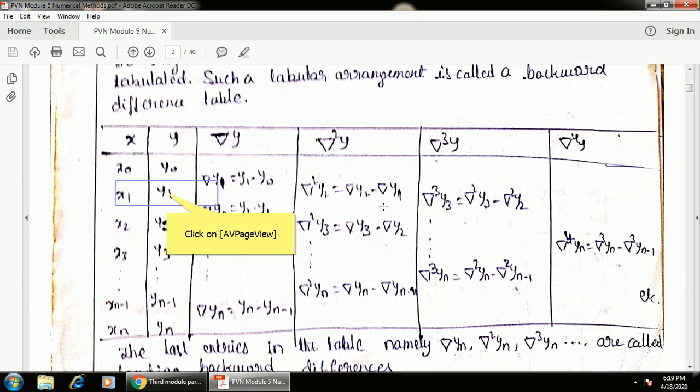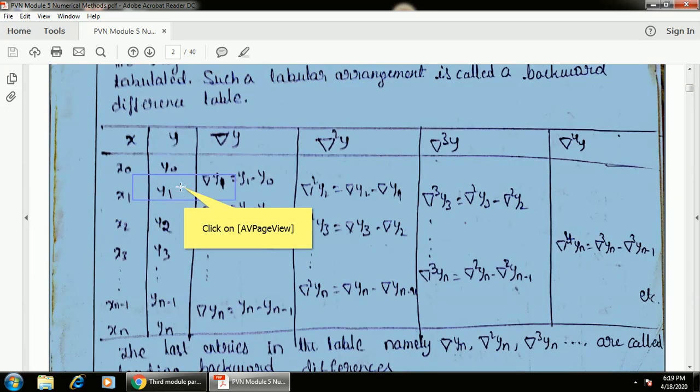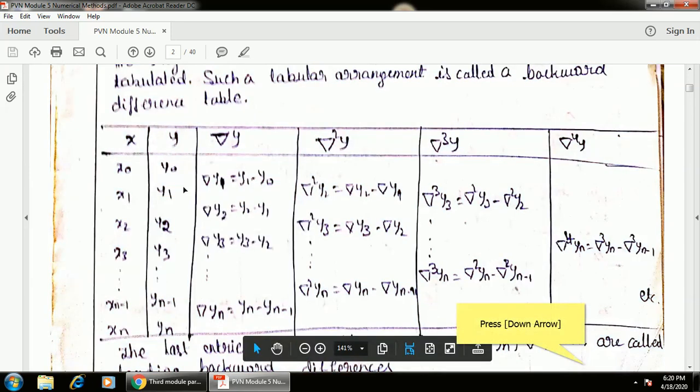First order backward difference is nabla y. First order backward difference of the function at y1 is nabla y1, that is equal to y1 minus y0. First order backward difference of the function at y2 is nabla y2, that is equal to y2 minus y1. Similarly, first order backward difference of the function at yn is yn minus yn minus 1.